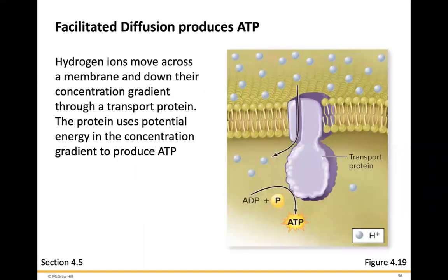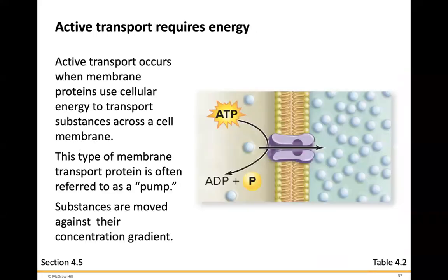Now, facilitated diffusion can also produce ATP. Hydrogen ions move across the membrane and down their concentration gradients through a transport protein. The protein uses the potential energy in the concentration gradient to produce ATP. When we talk about cellular respiration and how the electron transport chain operates, we'll get into this process in a little bit more detail.